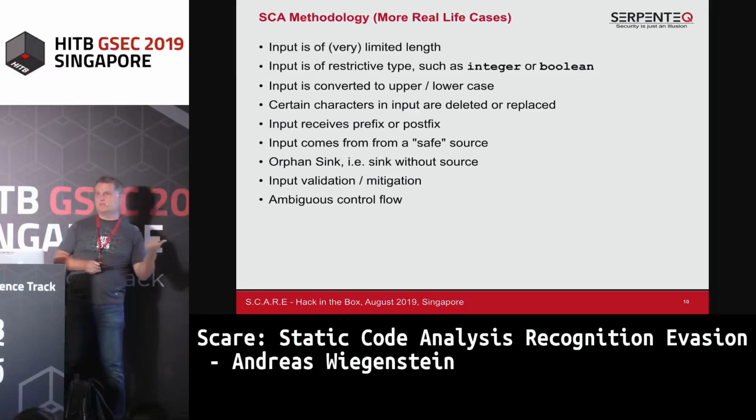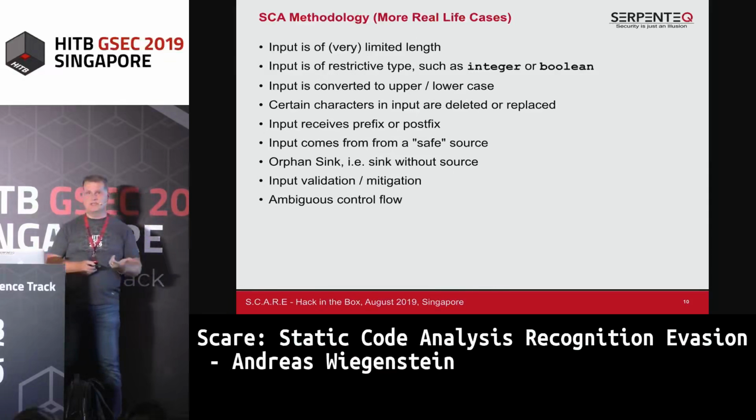What if the scanner spots some input validation or mitigation functions? It has to respond to that as well. And then there are also issues with ambiguous control flow, which means there are multiple ways from this input to the final sink. And what should we do then if it's not clear where the input is moving? These are all problems that you have to address if you write a code scanner.